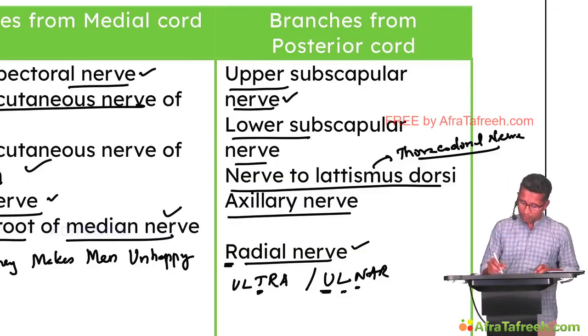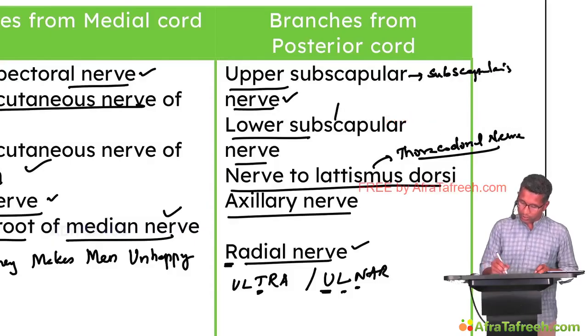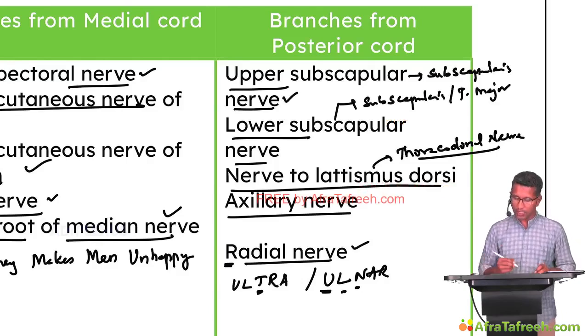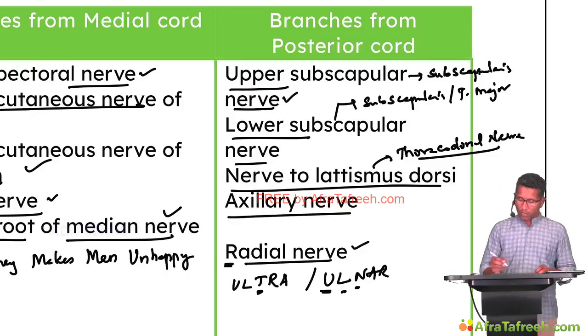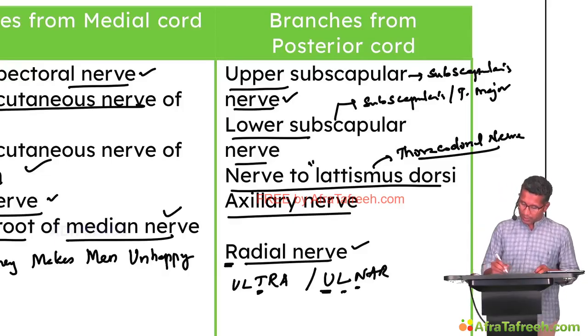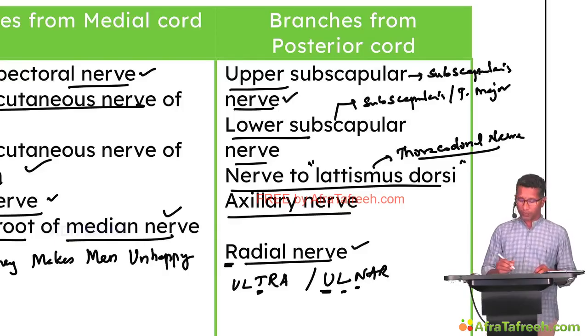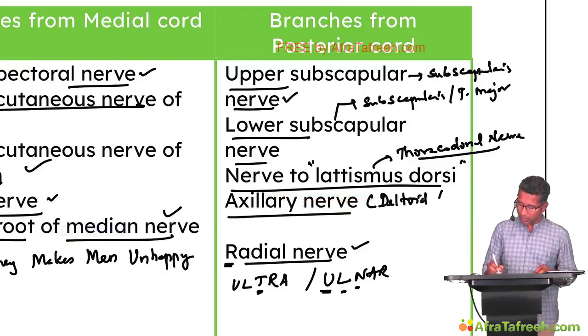The upper subscapular nerve supplies the subscapularis muscle. The lower subscapular nerve supplies the subscapularis muscle along with teres major muscle, guys. Nerve to latissimus dorsi, as the name suggests, supplies the latissimus dorsi muscle. Axillary nerve supplies deltoid muscle, and it also supplies teres minor.